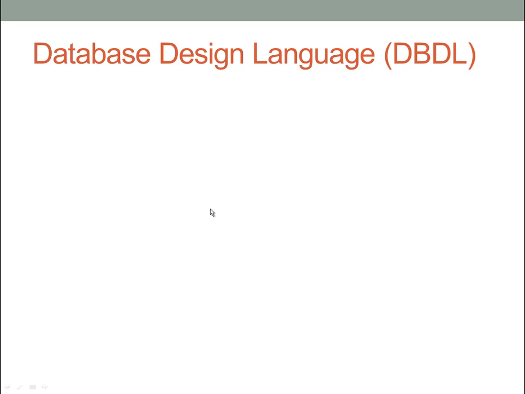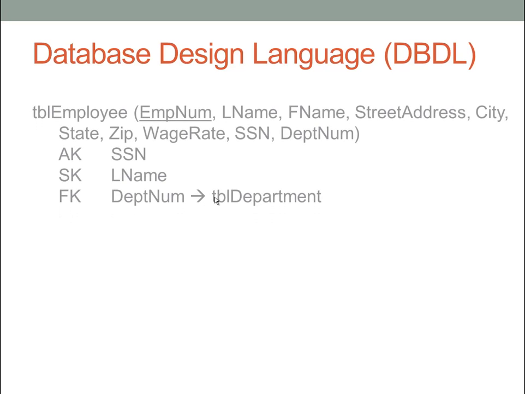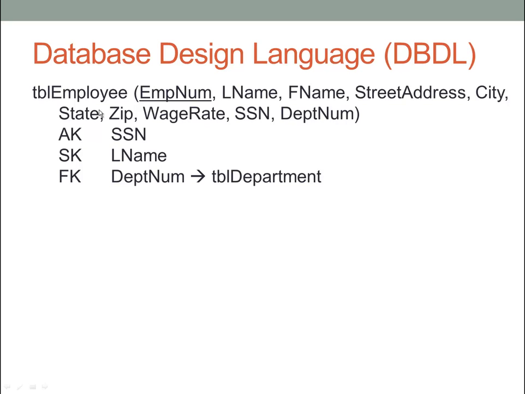If we were to look at this in database design language, commonly abbreviated as DBDL, we would now reference this in this manner. So similar to how we started, we have the name of the table, all the fields in parentheses separated by commas, the field or fields that are the primary key underlined. Underneath, indented, I've got AK for alternate key, Social Security number; SK, secondary key, would be last name; FK, foreign key, department number, functionally dependent on table department.